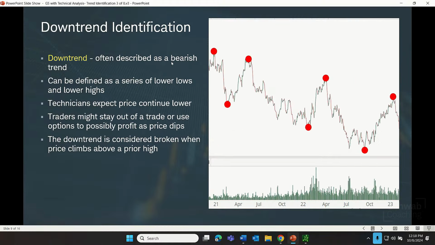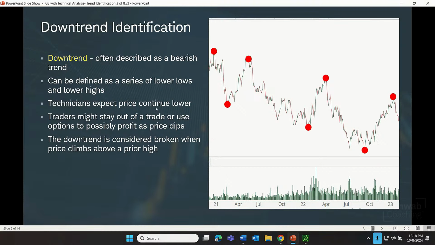So a downtrend, often described as a bearish trend, as we just discussed, can be defined as a series of lower lows and lower highs. So here we see an example with red dots, where we're cycling down, moving through these rallies, equilibrium, pullback, equilibrium, rally, equilibrium. But we can see that for each of those cycles, each cyclical peak is lower. Each cyclical low is a little bit lower.